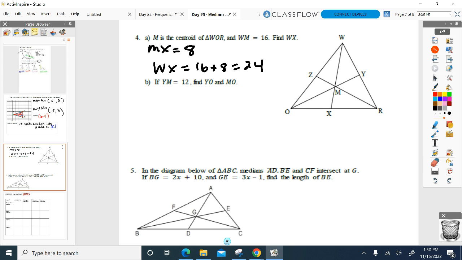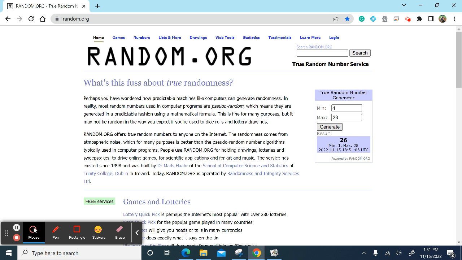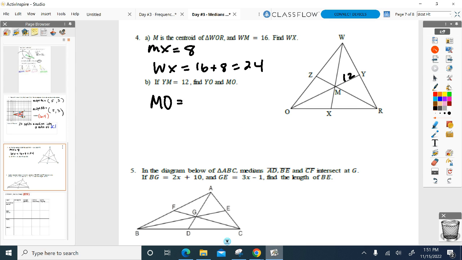All right. Another one. YM is 12. How about YO and MO? Let's start with MO. How long's MO? Oh, sorry, 24. So now it looks like YO is not that bad, right? 36? Whew.